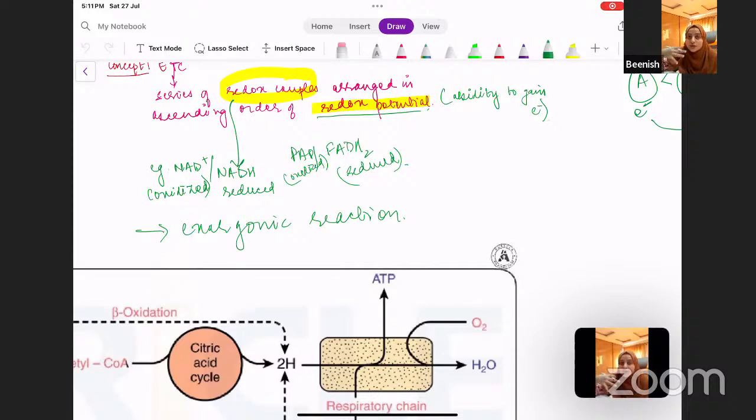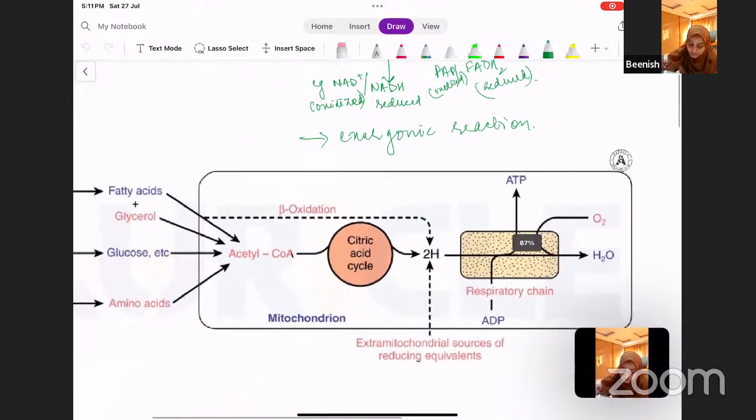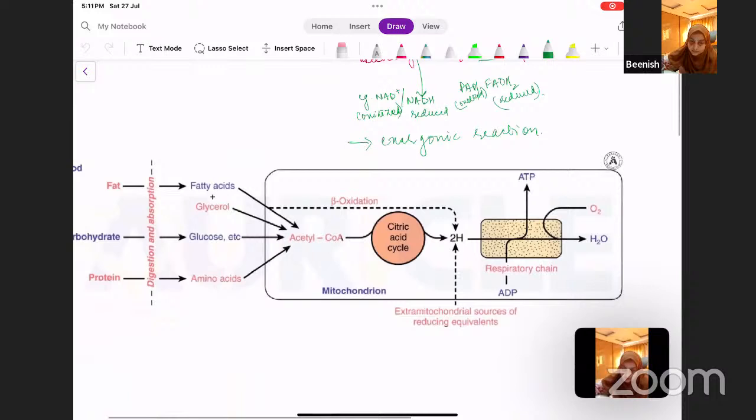The various reducing equivalents were generated via different pathways. Like glycolysis, you had carbohydrates, glucose in your body, which is broken down to pyruvate, and through the link reaction it forms acetyl CoA. Then you have fatty acids, which break down and give acetyl CoA via beta oxidation. Then you have glucogenic amino acids.